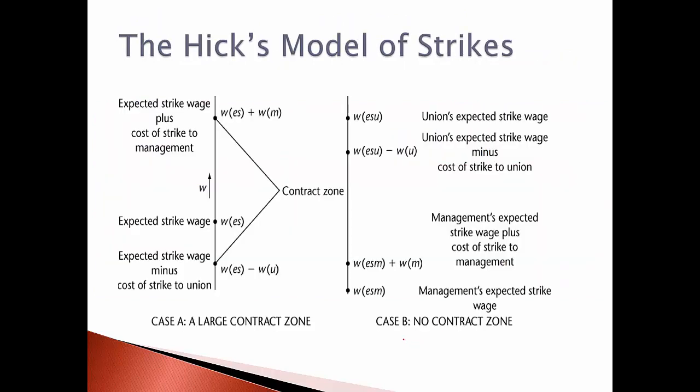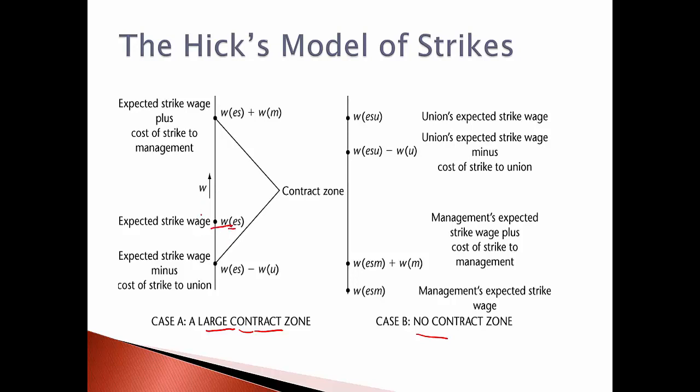So the Hicks model of strikes gives us an idea of why a strike might happen. The left side of this shows what's called a large contract zone. The right side shows that there's no contract zone available. When we say contract zone, we mean a place inside which the two parties can find an agreement. So we have here WES. This is the expected strike wage, right? At what wage do we expect the workers to strike? So we think that the workers will strike at this wage.